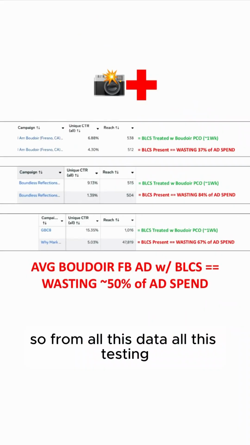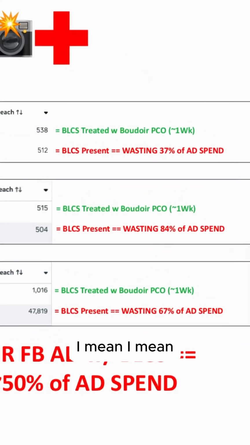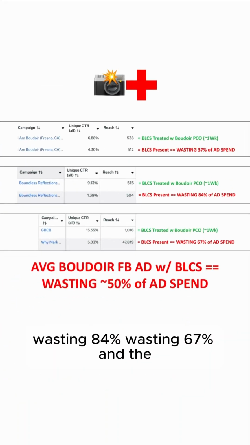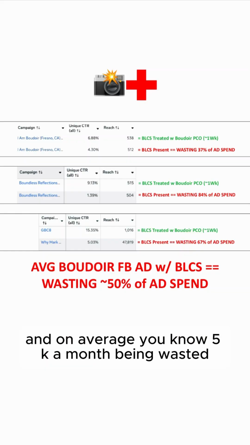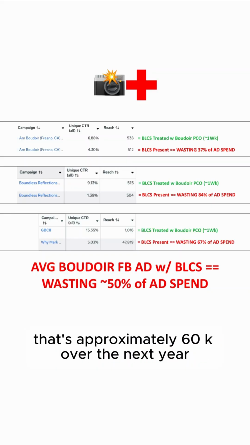So from all this data, all this testing, what I've seen is that the average Boudoir Facebook ad with BLCS is wasting about 50% of its ad spend. I mean, check out these numbers here: wasting 37%, wasting 84%, wasting 67%. And so if they're spending more than 10 grand a month on Boudoir Facebook ads, then on average, 5K a month is being wasted. They can eliminate that, put that back in their pocket. That's approximately 60K over the next year.